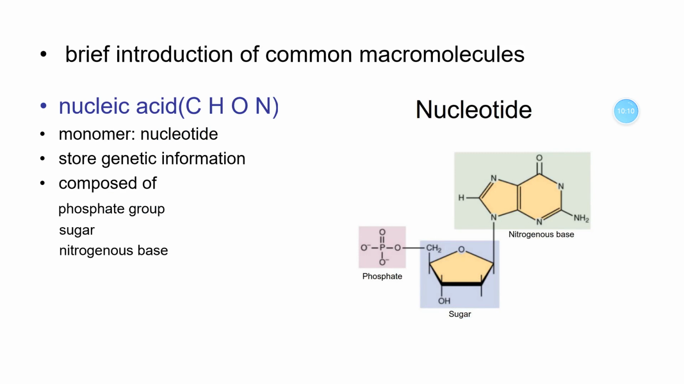So this is the brief introduction of common macromolecules, and we need to study 4 different macromolecules. The first one is the nucleic acid. Its monomer is the nucleotide. Its function is to store genetic information. We are familiar with DNA and RNA, and the nucleotide is composed of a phosphate group, a sugar, and a nitrogenous base.